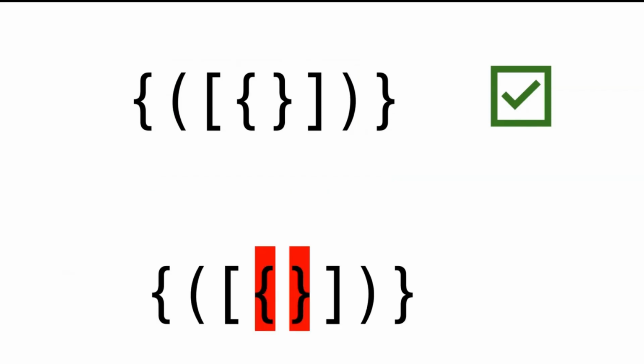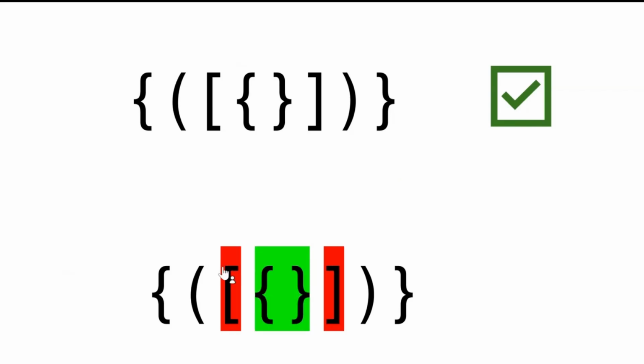Let's understand in much more detail. So when we see the last open bracket, which is the curly bracket, and when we observe the closing bracket, we check what is the last open bracket, which is the curly bracket. So it is of the same type, which is good.